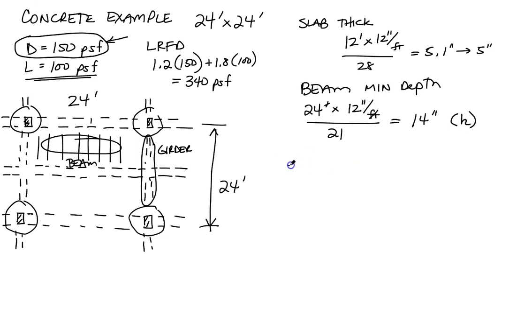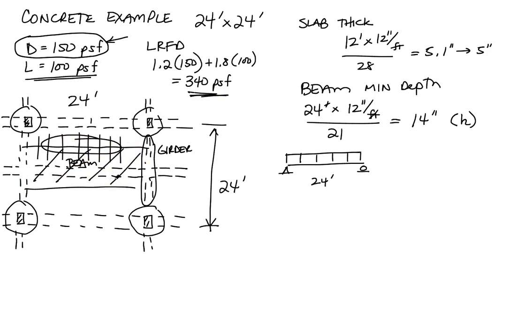So the beam model that we're going to design, we've got a 24-foot span, and it's going to have a distributed load on it. That distributed load is going to come from that 340 and the tributary area, which is going to be 12 feet on each side. So that would give us a W of 340 pounds per square foot times 12 feet. So that's going to give us 4.08 kips per lineal foot.